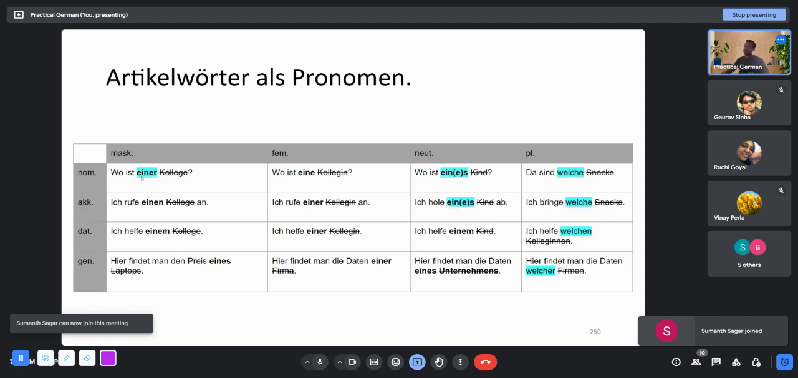Gaurav, please read. Whatever I have scratched out, please don't read that part. Okay.